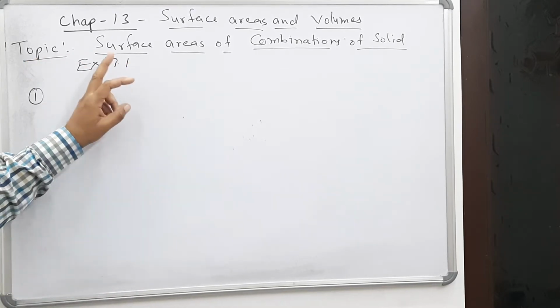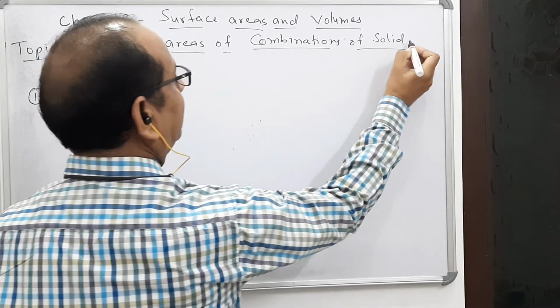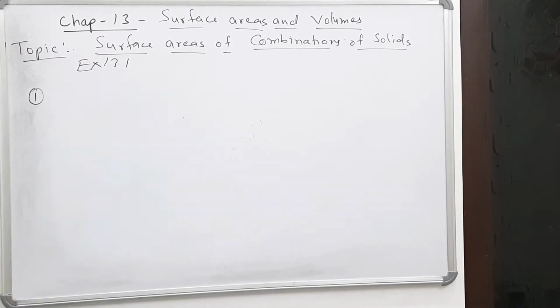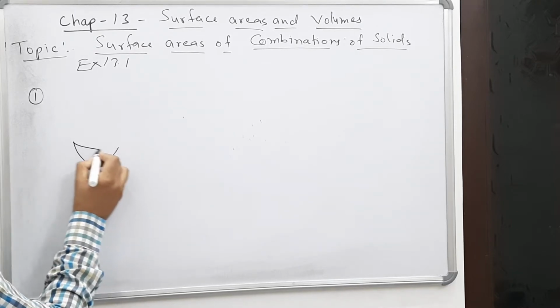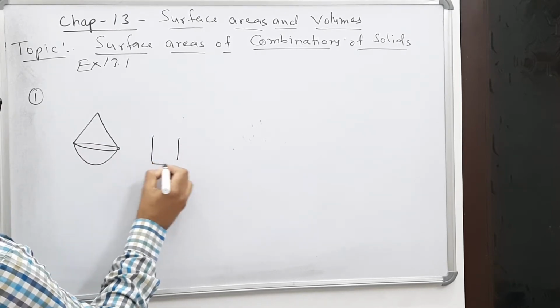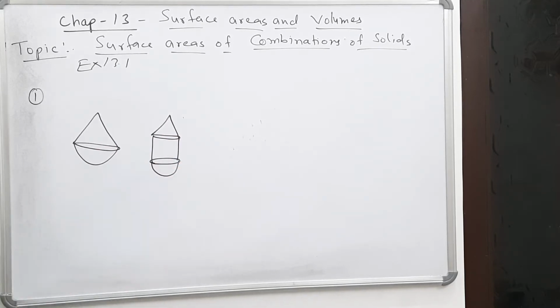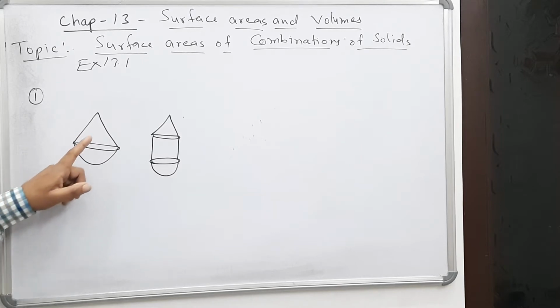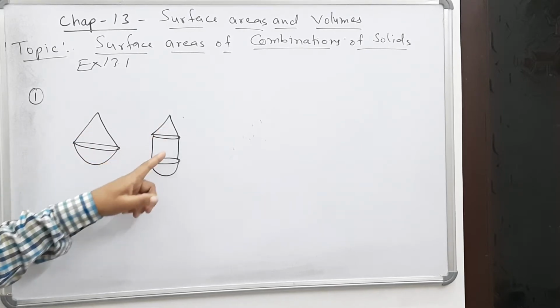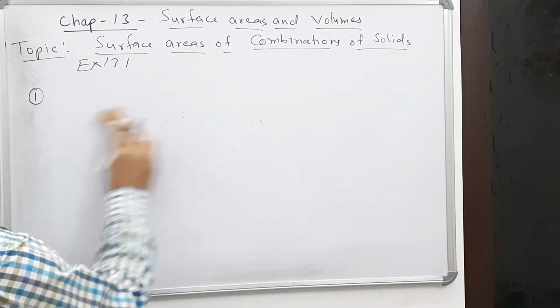Now you see the topic here, surface areas of combinations of solids, means more than one solid. In this topic we will study that there is one solid hemisphere and there is a cone here, or there is a cylinder and on the top of the cylinder there is a cone, or at the bottom we have a hemisphere. So this is the combination of two solids, cone and hemisphere. This is the combination of three solids, cone, cylinder and hemisphere. So this will be our area of learning in this particular exercise.